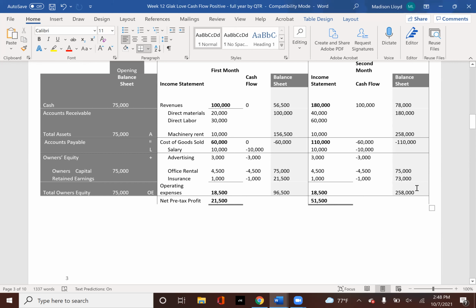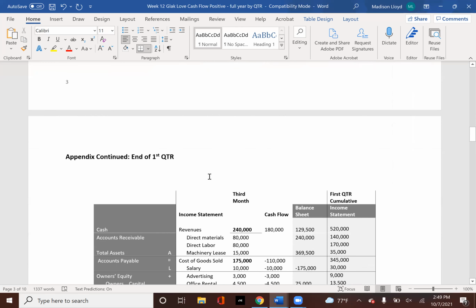Let me make sure that's right. I don't think that's right. 75,000 plus 73,000. So this is actually 148,000. Sorry. My number's wrong. So your total owner's equity is going to be your owner's capital plus the retained earnings, and you get $148,000. All right.